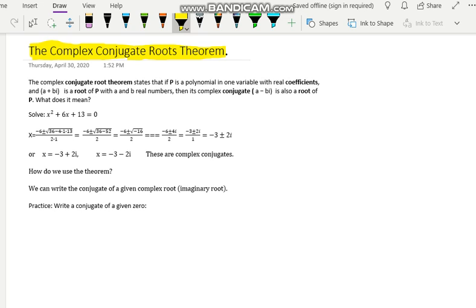The complex conjugate roots theorem. I need you to take the notes, pause the video and take all the notes.